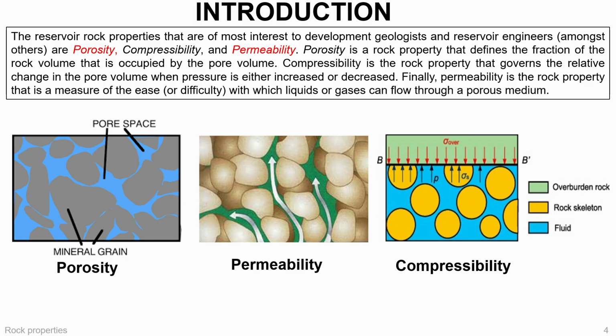A good reservoir requires a balance. A rock can be very porous but produce poorly if permeability is low. A rock can be permeable but still be challenging if pressure drops cause strong compaction or changes in flow capacity. That's why reservoir engineering treats these properties together, not separately.